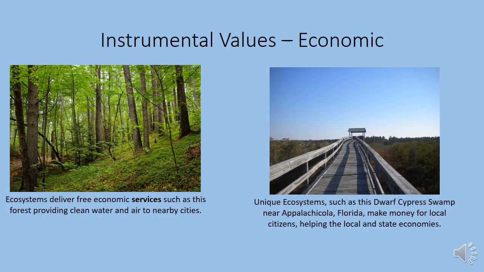We can also have ecosystems that provide economic services through tourism, right? So we have these unique ecosystems, such as this dwarf cypress swamp near Apalachicola, Florida, that make money for local citizens and help local and state economies. So look at your state parks. For instance, close to where we live here, we have Carter Caves and Red River Gorge. These are two natural areas that have unique ecosystems, and a lot of people go visit them.